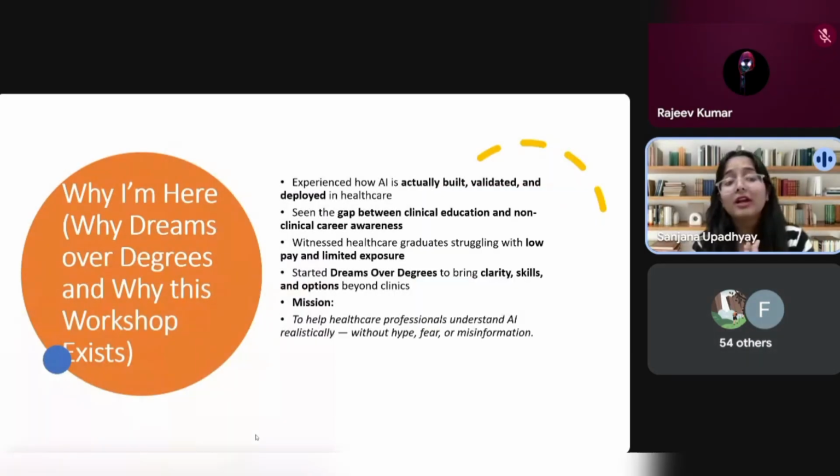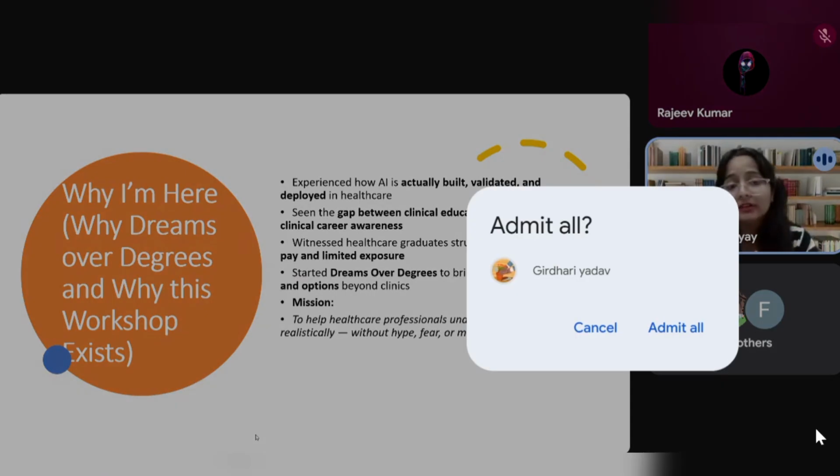Why I'm here and why Dreams Over Degrees. This name is very catchy and very close to my heart. Sometimes we want to change our careers and we don't know the career opportunities available, especially in healthcare, where there are limited opportunities and the guidance is very less. What I have seen is there is a gap between clinical education and non-clinical career awareness.